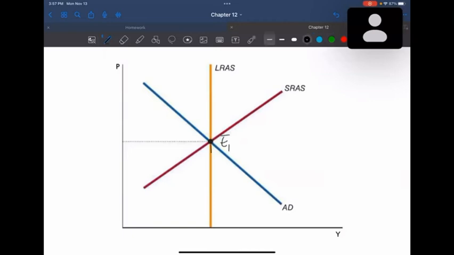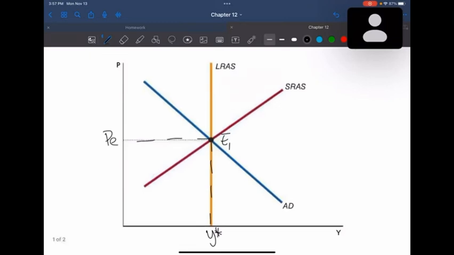Now, where this hits the x-axis, that is our potential output, because that is where our long run aggregate supply curve hits the x-axis. And the y-axis, where P is labeled, that is our equilibrium price, so we are going to label that PE. Now with the positive supply shock, our short run aggregate supply curve will shift to the right, and we'll demonstrate that here.